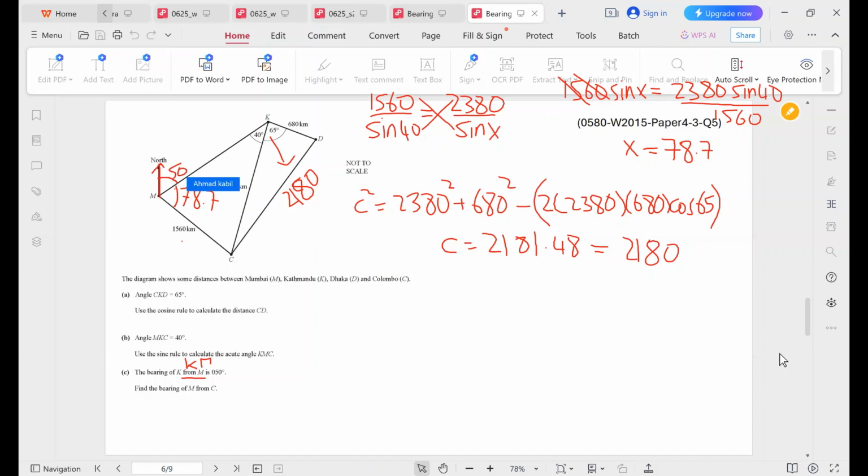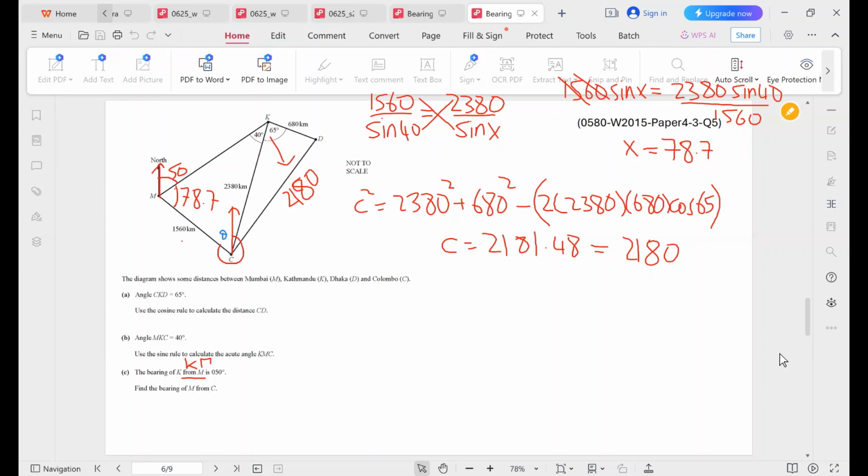And then we want the bearing of M from C. So how would we get the bearing of M from C? First of all, we would have to draw a north at C and then move clockwise until we get to MC, to the line MC. Now, of course, this angle is very weird, but the idea is to first get this angle theta here, and then you do 360 minus theta. So how would we get theta?